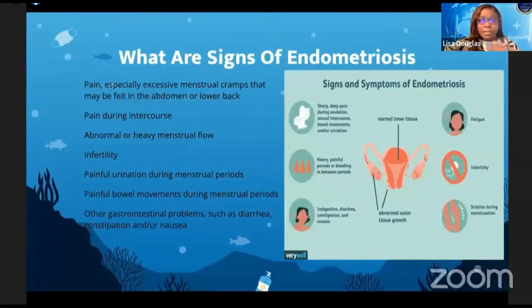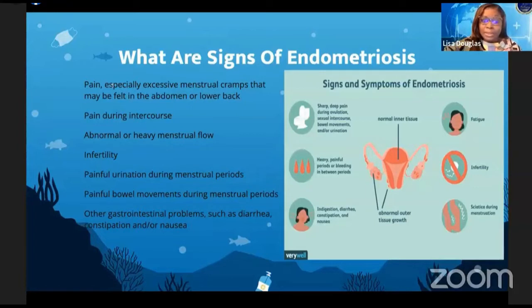What are the signs of endometriosis? You have pain, especially excessive menstrual cramps, that may be felt in the abdomen or lower back. Some women complain that they may feel numbness or cramping in their legs, and they have difficulty moving around. There are a lot of young girls, teenagers, that go through this a lot when they're in school, and sometimes it keeps them home from school.